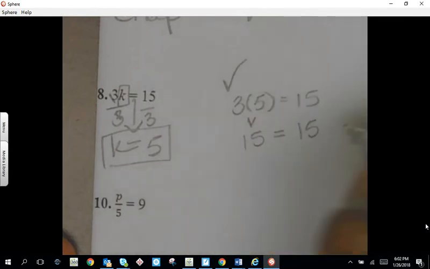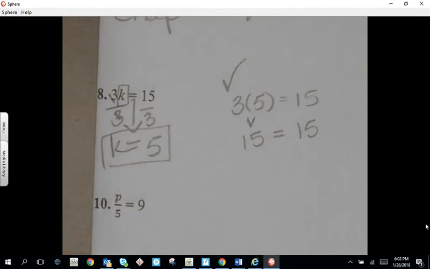I'm going to check that. I think my K is equal to 5. Is that 15? 3 times 5 is 15. Remember, don't make your answer fit into the equation if it doesn't fit. Don't change the equation to make your answer fit.